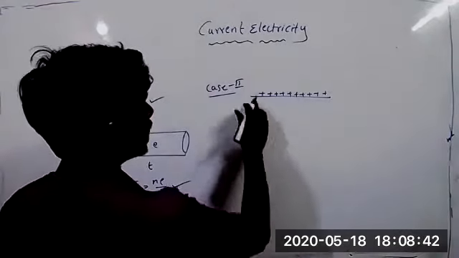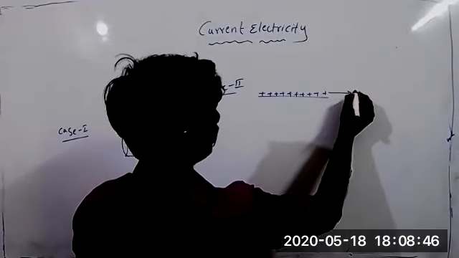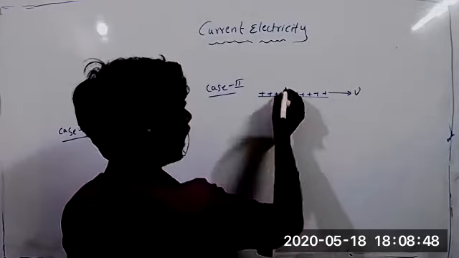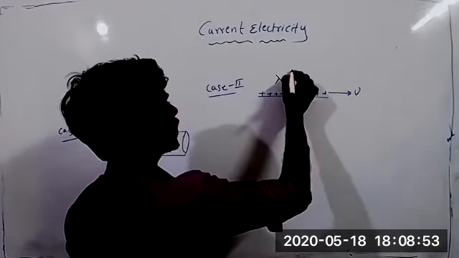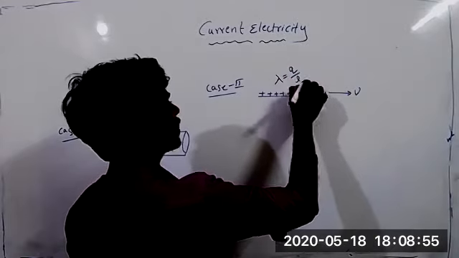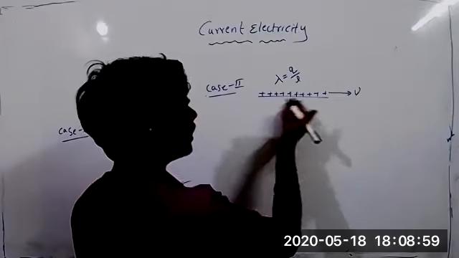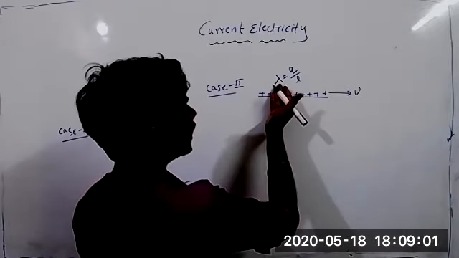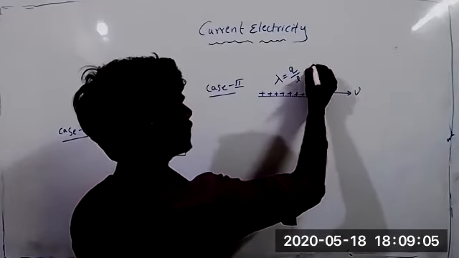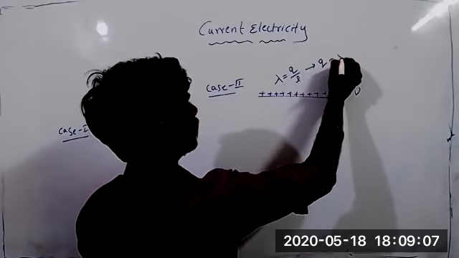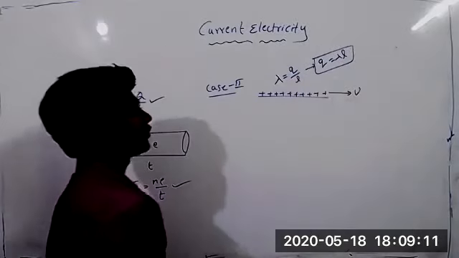Okay, so now see, charges are flowing with velocity v. How many charges are there? Lambda equal to charge by length, we know that. It is a linear charge, so linear charge density lambda is equal to charge by length. From this, charge equals lambda into L.